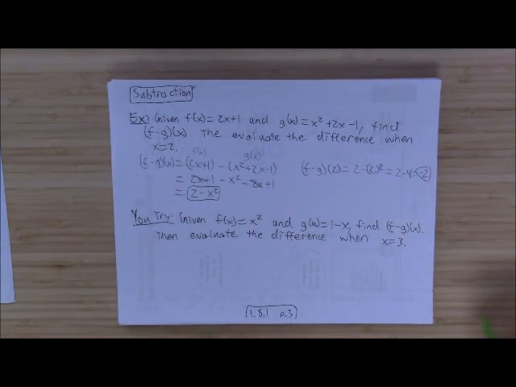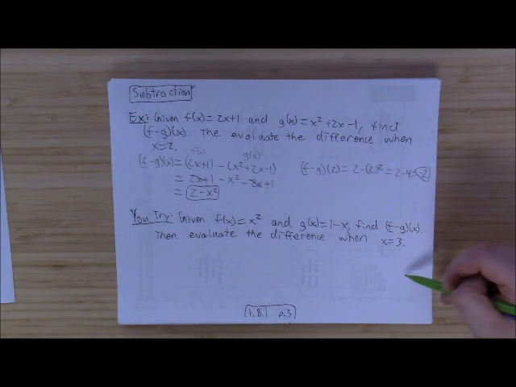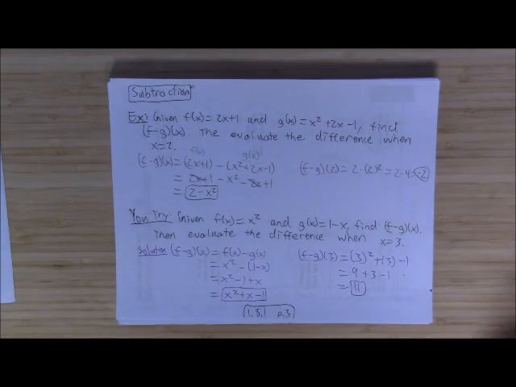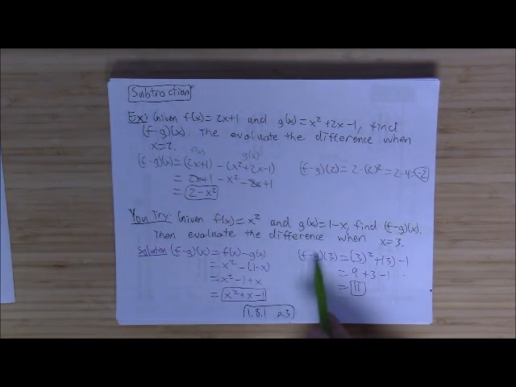Good. Now it's time for you to try an example, so go ahead and given f of x equals x squared and g of x equal 1 minus x, once again, try to find the difference and then evaluate the difference when x equals 3. On the count of 3, I'll reveal the solution. 1, 2, 3. And there you have the solution. Again, remember to distribute the negative, and here you just have to plug in 3 into the function.